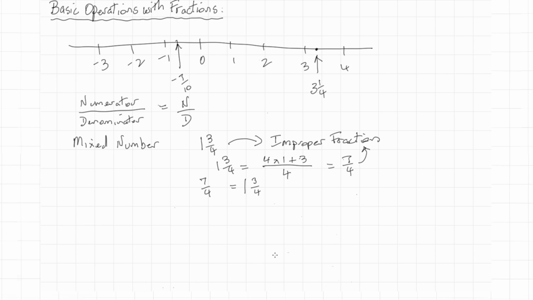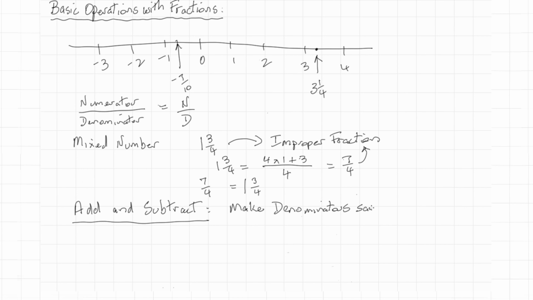So let's look at how we add fractions. And also we subtract, because they both have the same rules. And the rule is simply make denominators the same, then if we've got addition, we add. If we've got subtraction, we subtract. Then add or subtract the numerators.